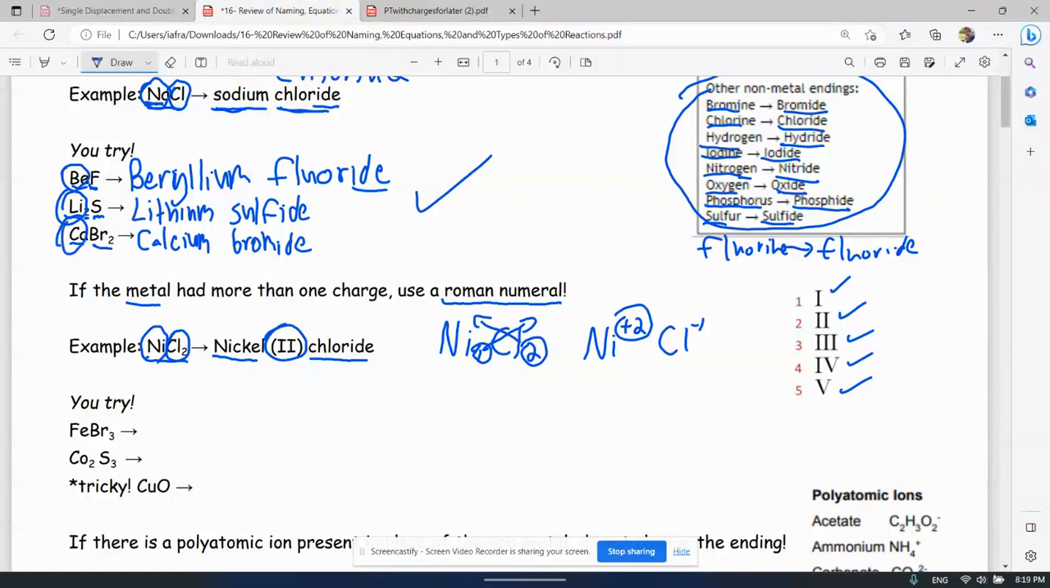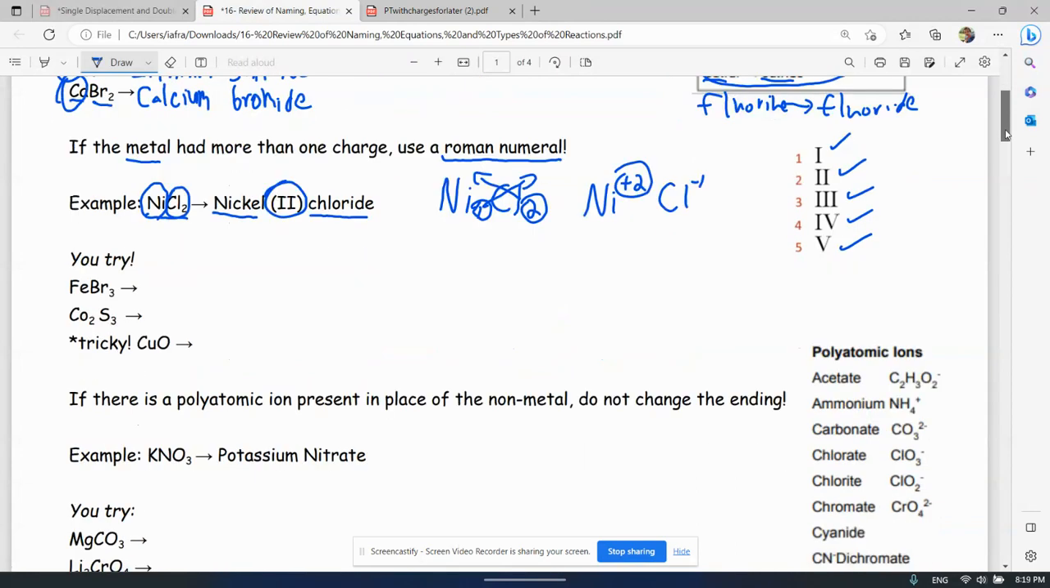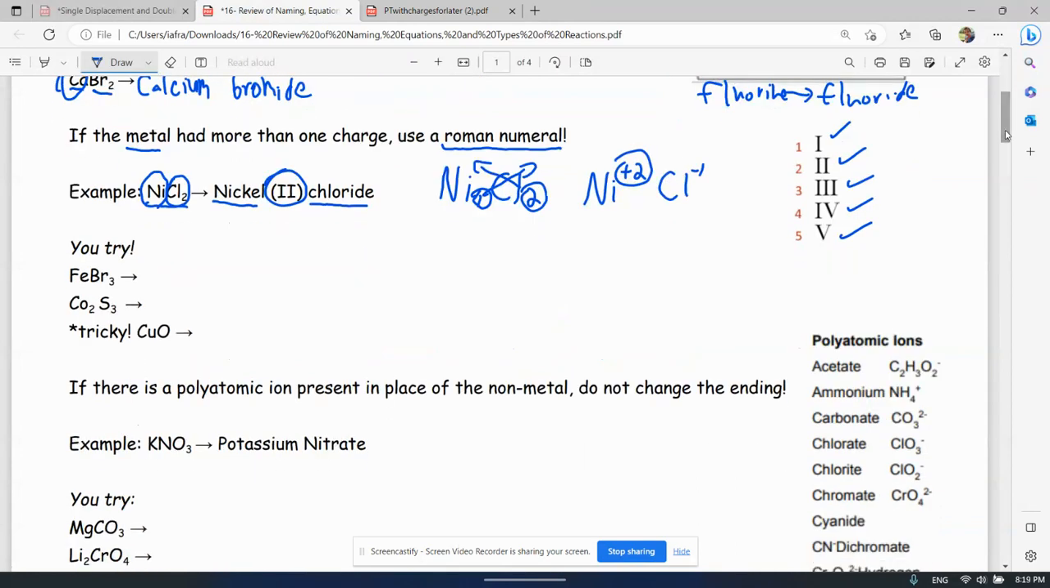But when the metal has more than one charge, then you have to indicate which one you have. So you can try the examples down below. I recommend you pause the video, then unpause to see if you're on the right track.